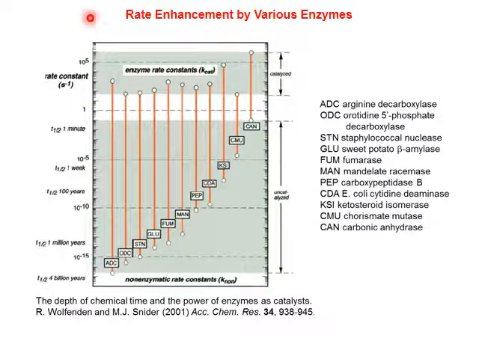So how much rate enhancement can an enzyme catalyzed reaction provide? So I like this figure here. This is from a paper by Wolfenden and Schneider almost 20 years ago now, in Accounts of Chemical Research. It's a nice review article on how they determined these rate constants.